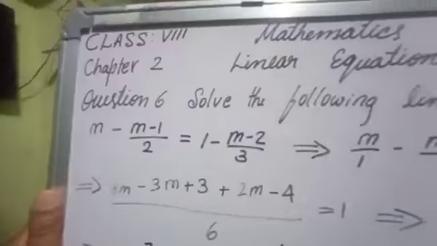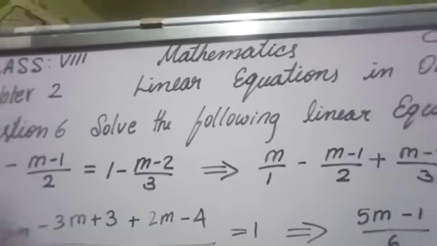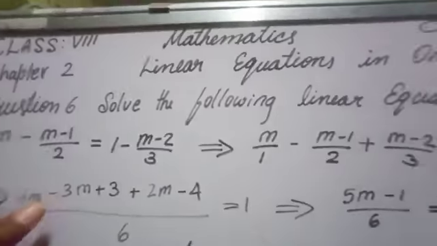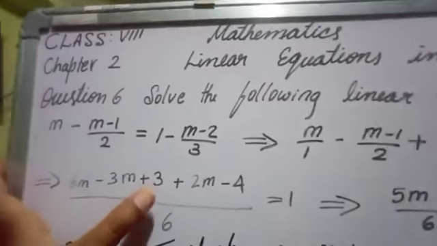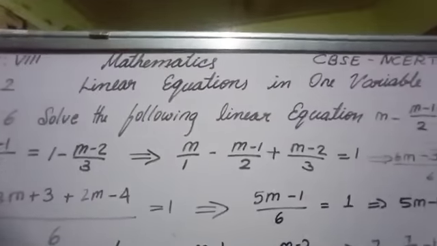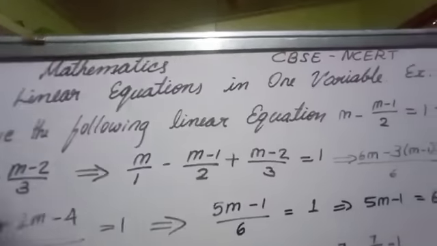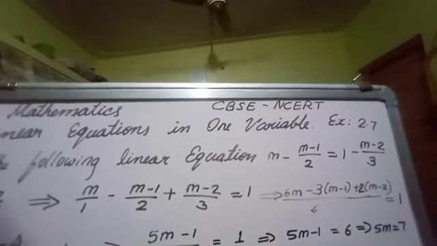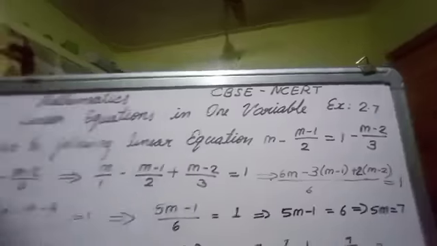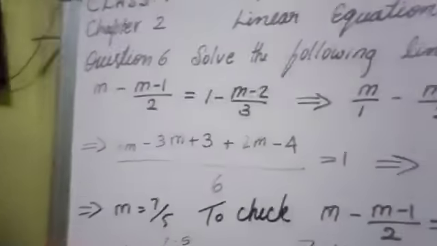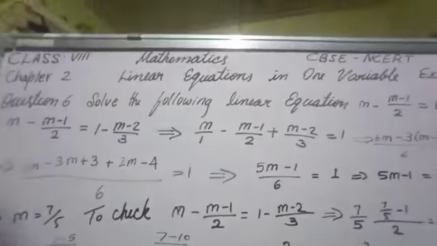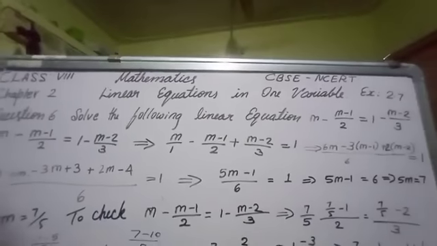So if we simplify this, 6m minus 2m minus 3m, you will be getting 5m. Then minus 4 plus 3, you will be getting minus 1. That side 1 only. So if we do the cross multiplication, 5m minus 1 is equal to 6. 5m is equal to 7. So we will be getting m is equal to 7 by 5. To check that, we have to write the equation once again.